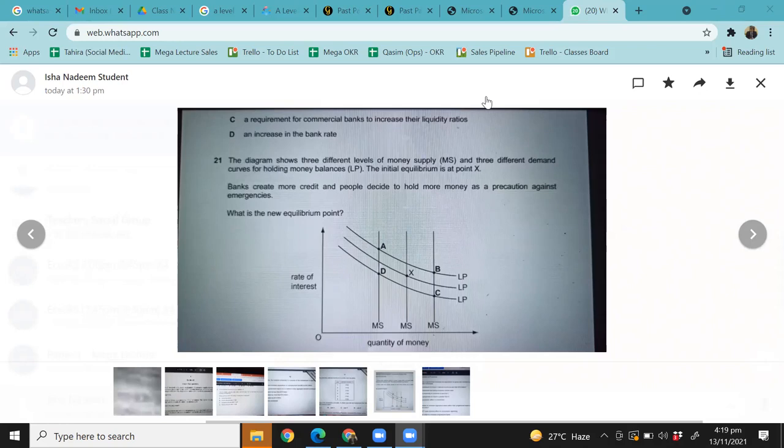Obviously if the interest rates go up, then people want to deposit their money in a bank because that gives them more interest, right? So in this case, the money supply will increase because banks are creating more credit and people are also holding more money. So the demand will increase and the supply will increase and the new equilibrium would be at B. Is the answer B?